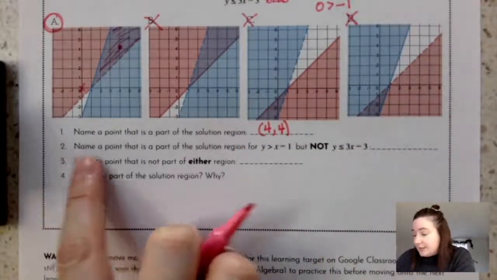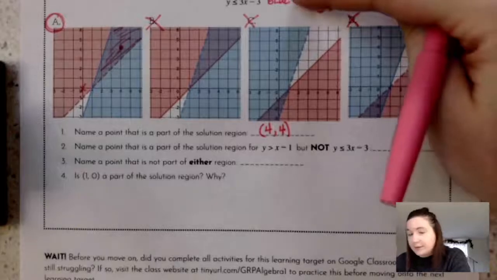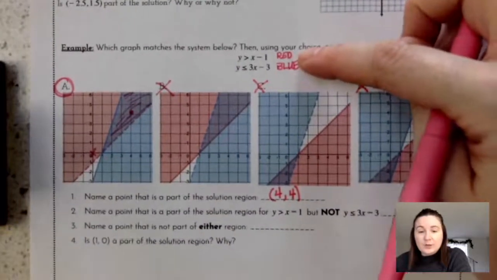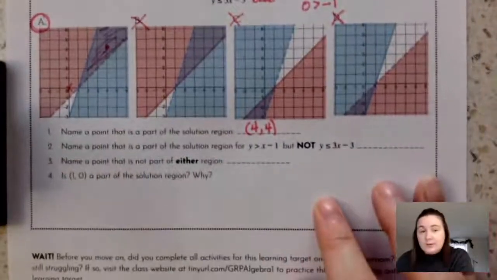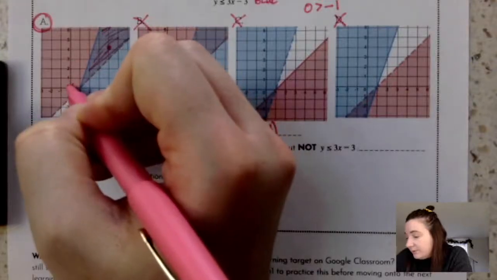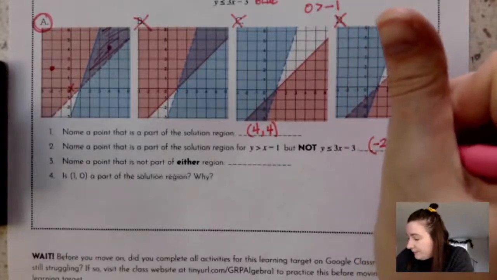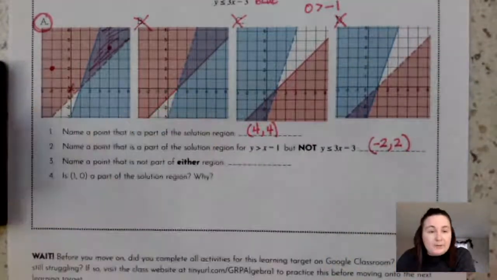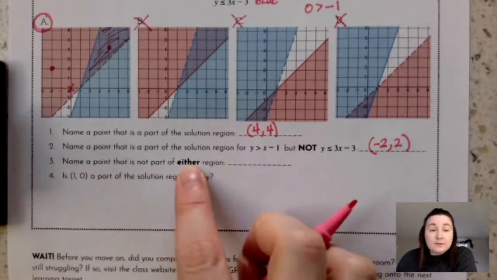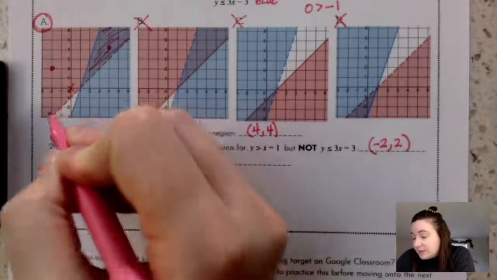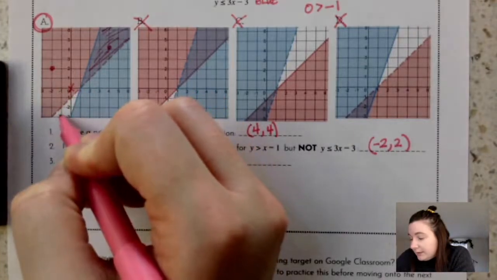Second type of question is name a point that's part of the solution region for this equation, but not this one. That's why I like to color code them. The equation it wants it to be a solution for is the red, so it's part of the red, but not the blue. I can look at what's red and not blue, and I'm going to do -2, 2. It's very clearly only in red. The next type of question is to name a point that's not part of either. That would be the blank area, so it's not part of either solution. I'm going to do -1, -3.